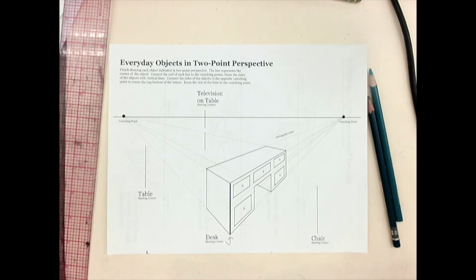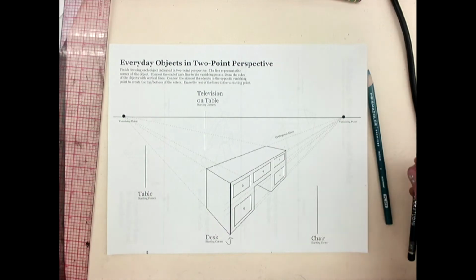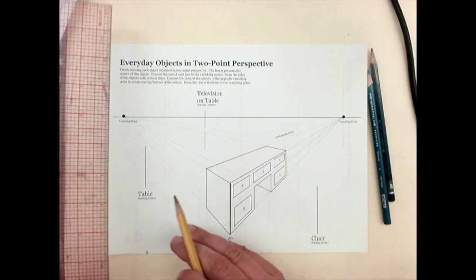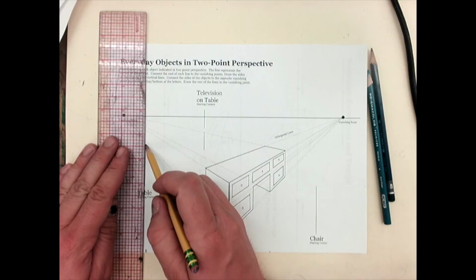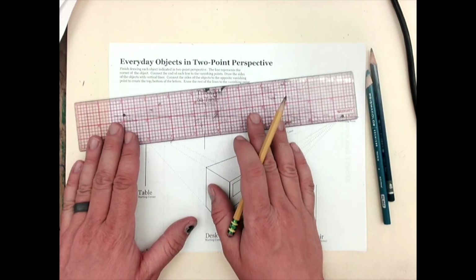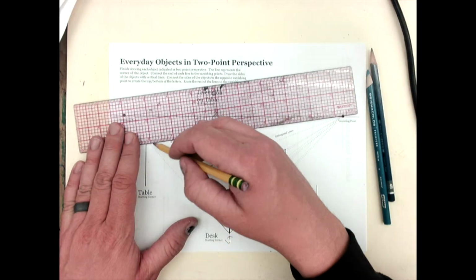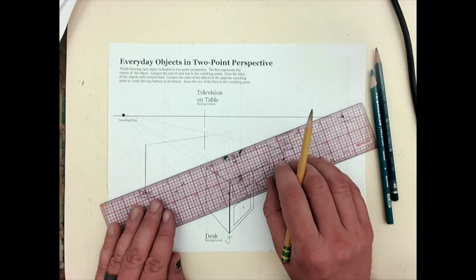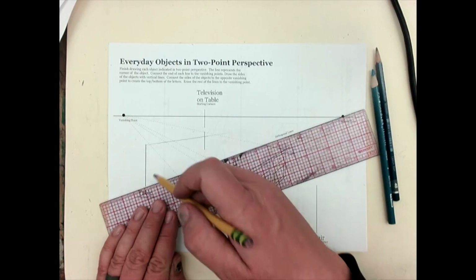Alright, so for the next exercise we're drawing furniture. It says everyday objects, but it all looks like furniture to me. So first we're going to draw a table. We'll start off by drawing a box that the table is in. So this is a good way to think about more complex things. Start with the simplest version of it.